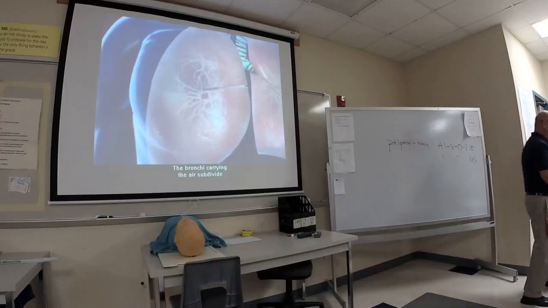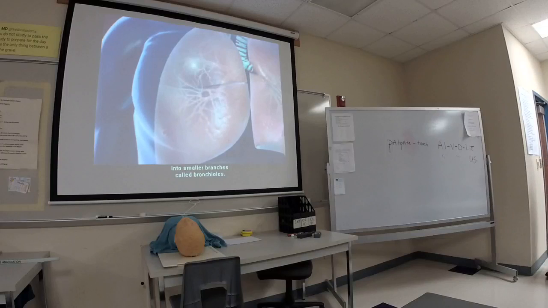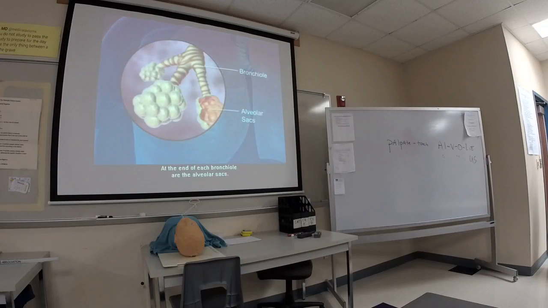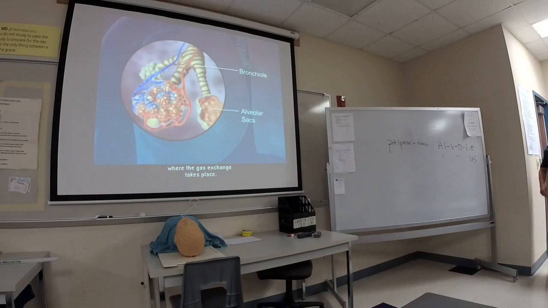The bronchi, carrying the air, subdivide into smaller branches called bronchioles. At the end of each bronchiole are the alveolar sacs. The alveolar sacs are surrounded by blood capillaries and contain millions of single-layer alveoli cells where the gas exchange takes place.